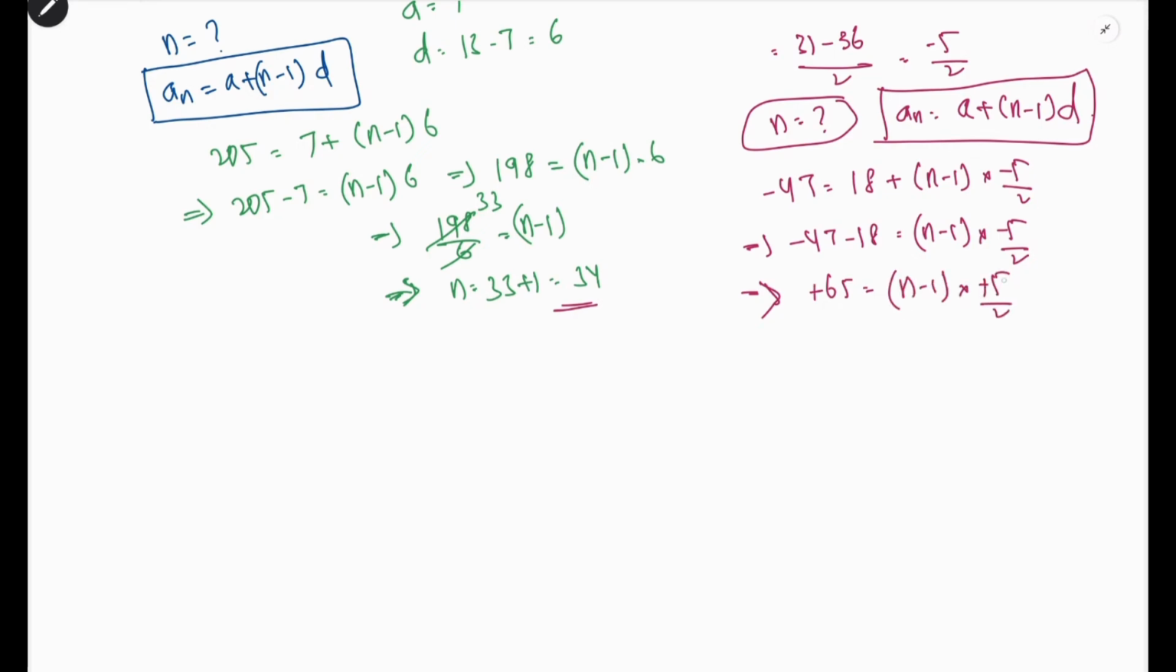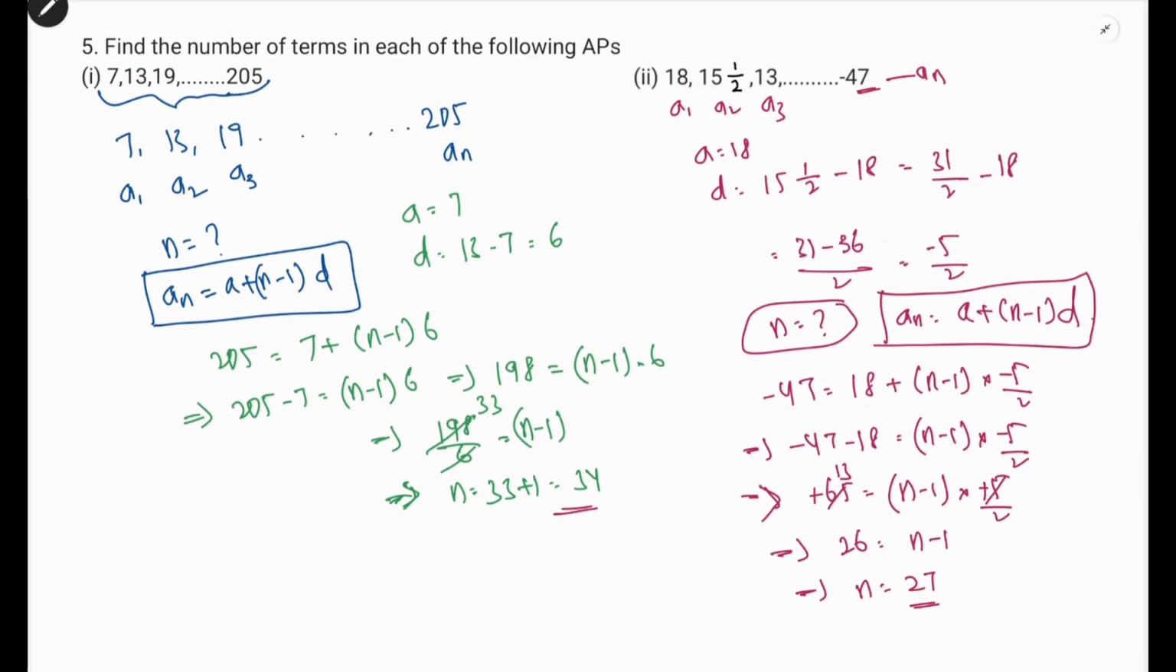Minus and minus gets cancelled. 5 into 13 is 65. So here 13 into 2 is 26 is equal to n minus 1. Here n is equal to 26 plus 1, it is 27. So there are 27 terms in the second AP.